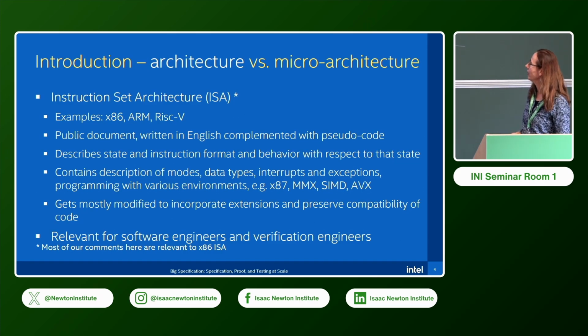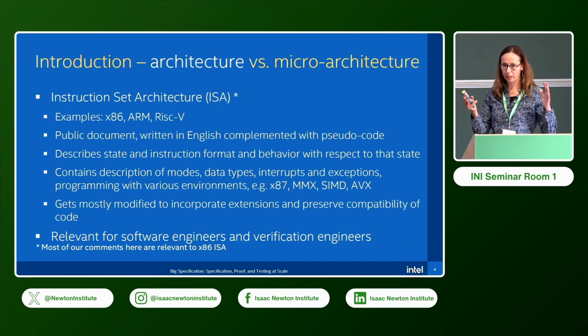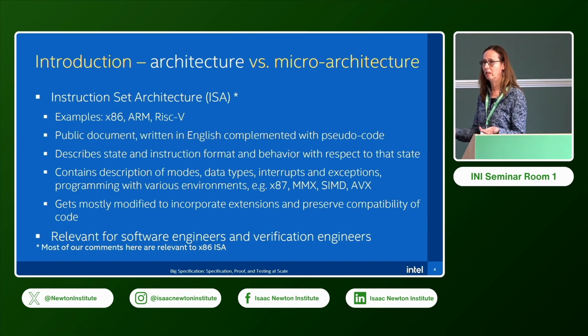So, architecture. You heard from Alistair about modeling of instruction set architecture, or ISA, and everybody knows different examples, like besides x86, there is ARM or RISC-V. It is a public document. It's written in English and complemented with different tables and pseudocode. And it describes formats, operational semantics, how every instruction changes the state, and basically all information that a software developer needs in order to write compilers or program in x86.